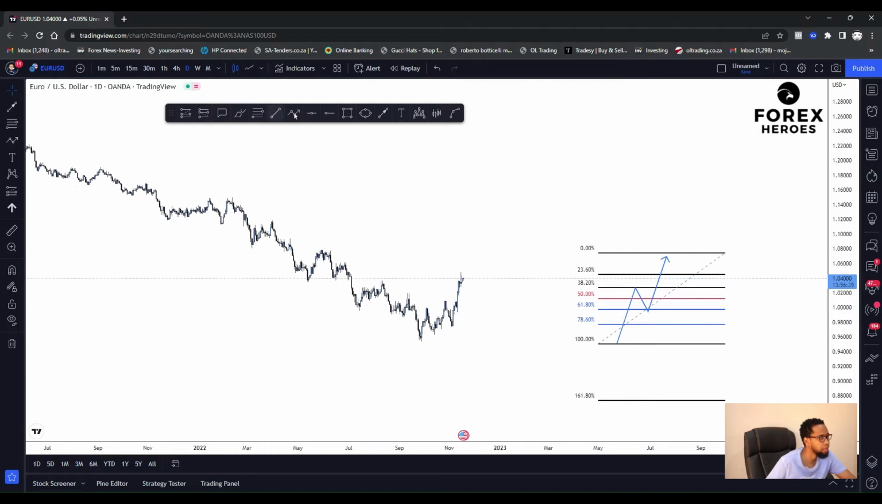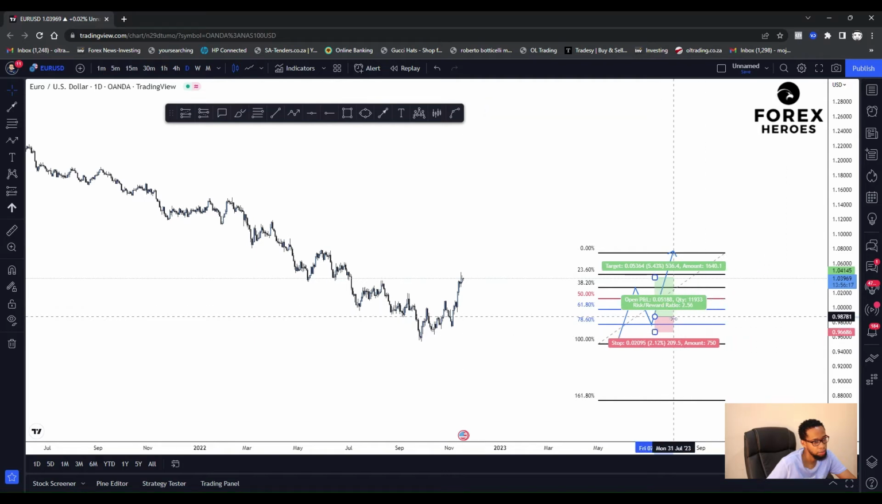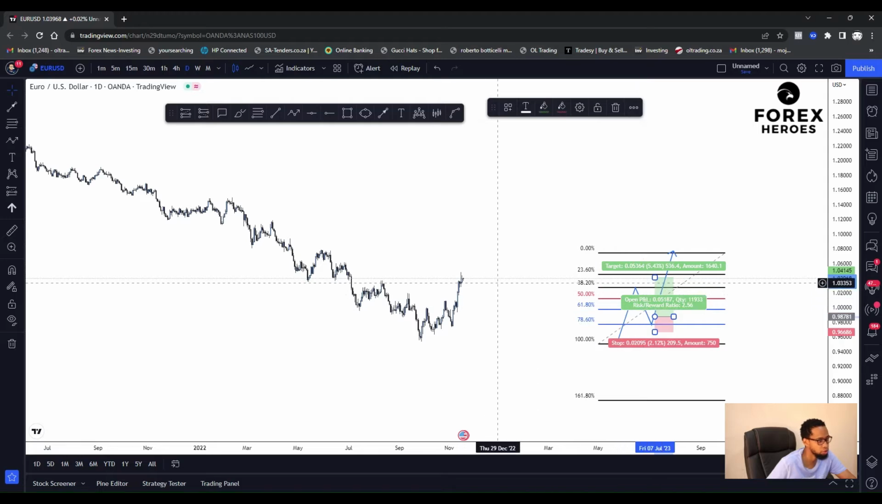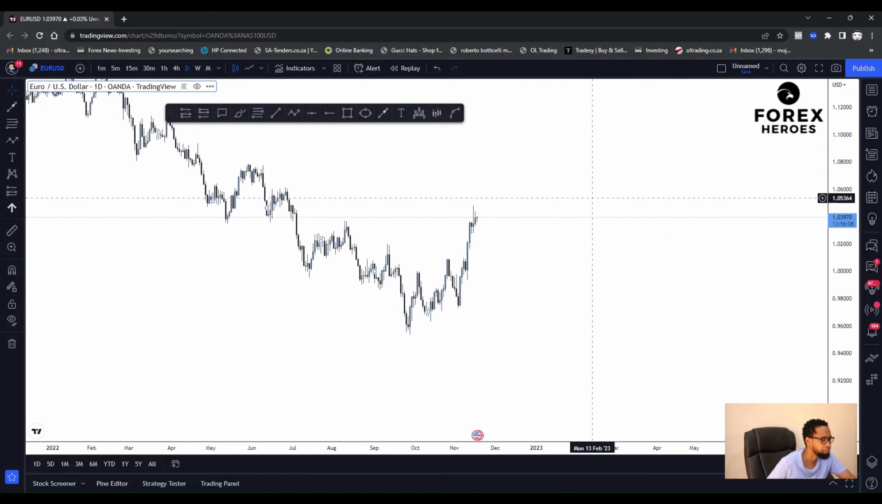Understand? Or sometimes what it does, you see why I highlighted them with a different color. 61.8 and 78.6 are the strongest. Sometimes it pushes to this level, then you know that we are pushing to the top. So you would place your buys here at the break of this. It will be a chart pattern, a correction of some sort. Okay, so let's look at what we are having now.